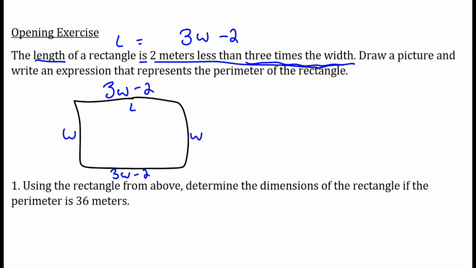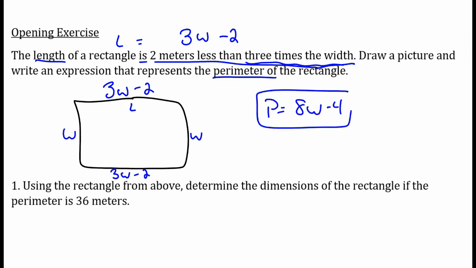So draw a picture and write an expression that represents the perimeter. So the perimeter is the total distance around the figure. How far am I traveling? 3W, 6W, 7W. The perimeter is 8W, but I'm subtracting away 4. That's the perimeter. Using the rectangle from above, determine the dimensions.